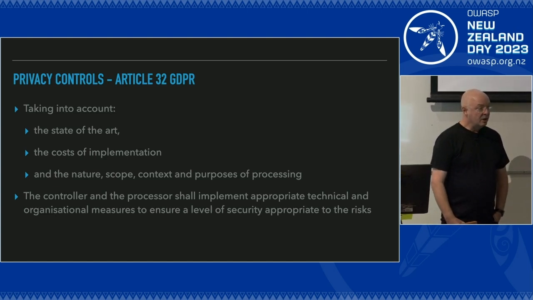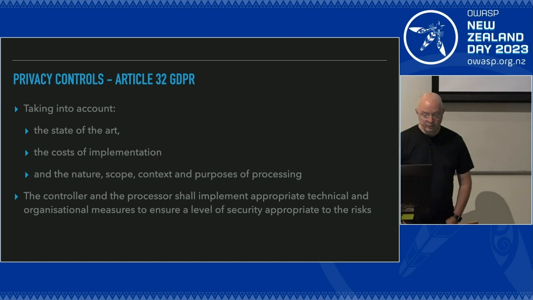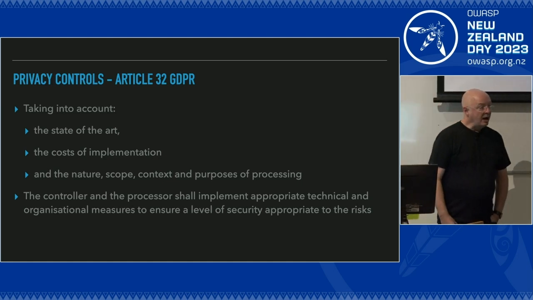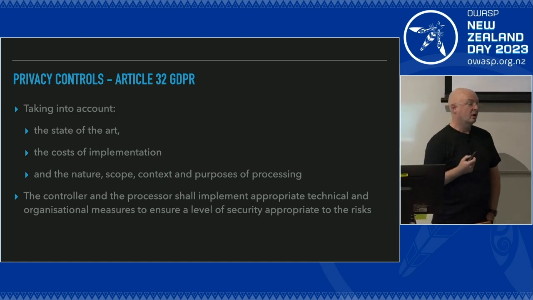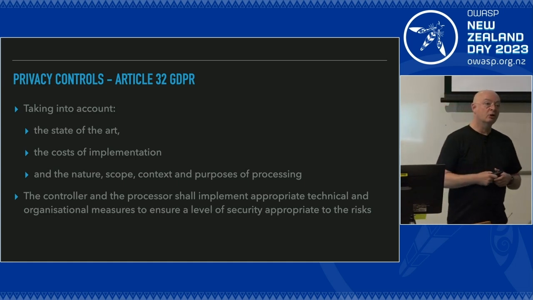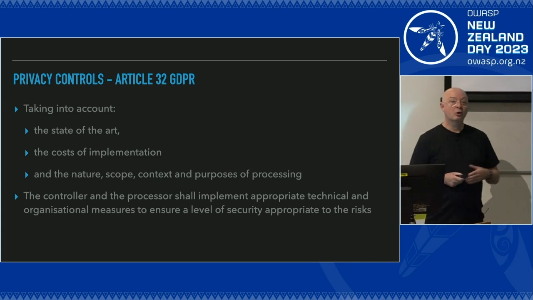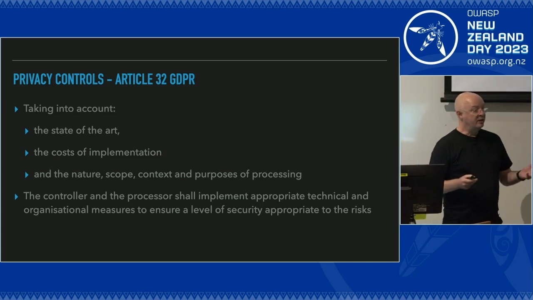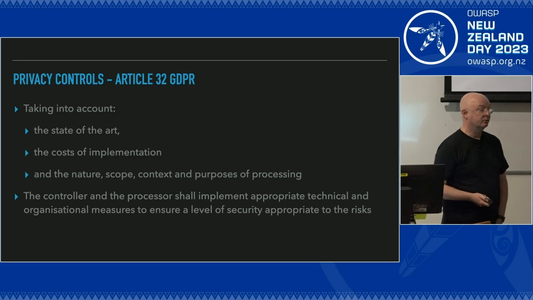In terms of creating the privacy controls, Article 32 is, I think, quite interesting in that it's saying look at the context essentially, look at the risk, look at how much data you've got stored, look at what that type of data is, and then implement something that's appropriate to protect the risk.